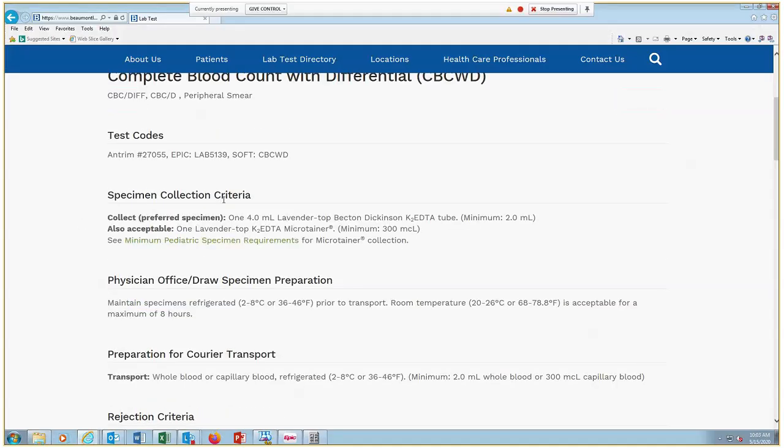Below that are the specimen collection criteria. In this case, it states as a preferred specimen, collect one 4 ml lavender top EDTA tube, with the minimum volume requirement indicated. The other acceptable specimen is a lavender microtainer, and again, with the minimum collection volume.